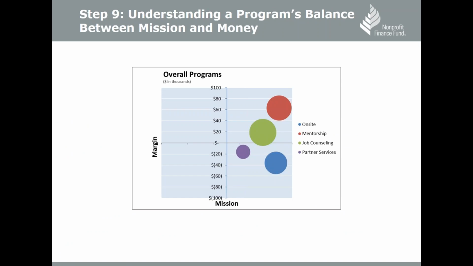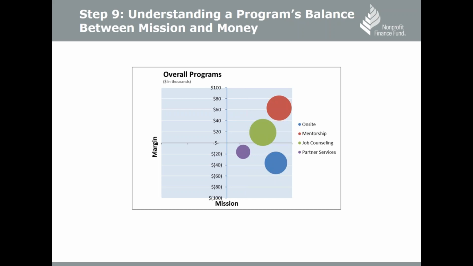All right. So when you combine the two parts of this analysis, the numbers from the program economics direct methodology, and also the mission impact survey to inform the mission piece, you can create a graph that looks like this. Notice the 4 quadrants that we talked about earlier, with mission on the horizontal axis and margin on the vertical. The size of the bubble is equal to the budget size. So the bigger the bubble, the bigger the budget.